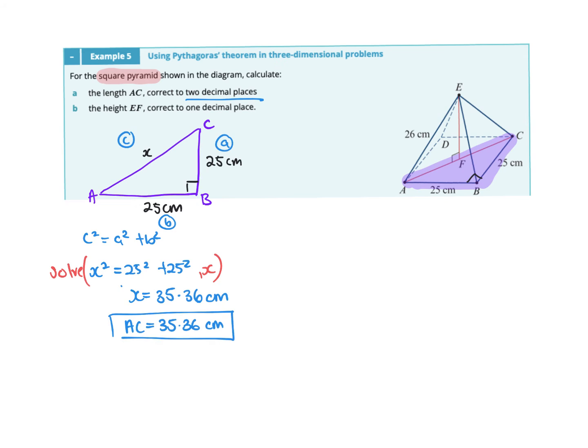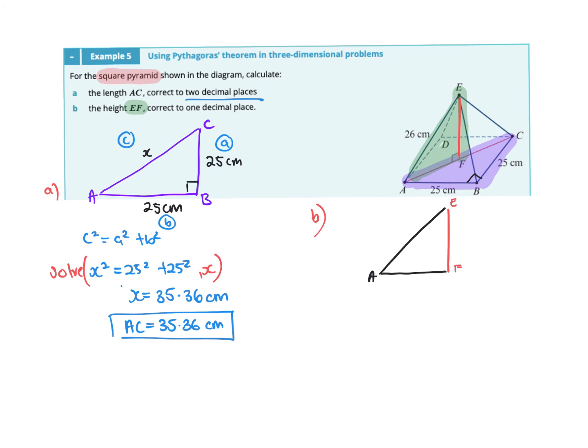Okay, so the next question is we want to find EF. So EF is here. What we're using is this triangle, it's in here. It's actually going down the center of the pyramid. So if you look here, this red line, if I draw it like that, here's the red line, E and F. And then what we're going to do is we're going to go out to A, and then we're joining them up like that.